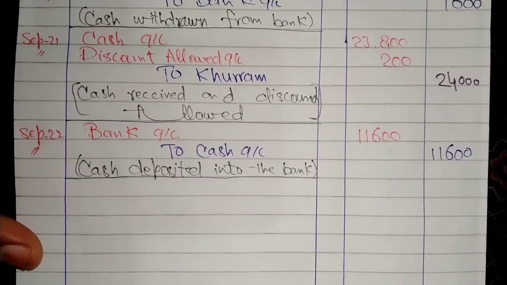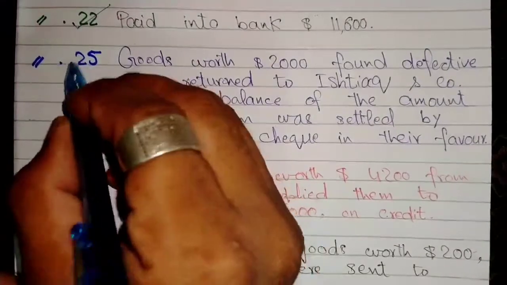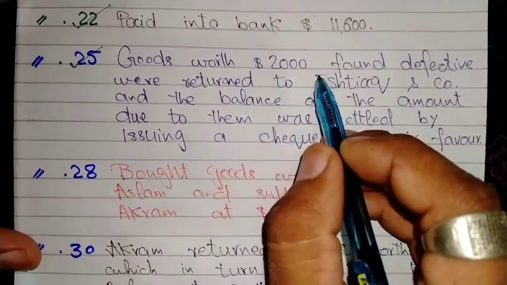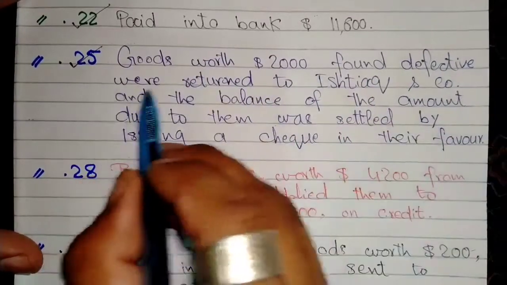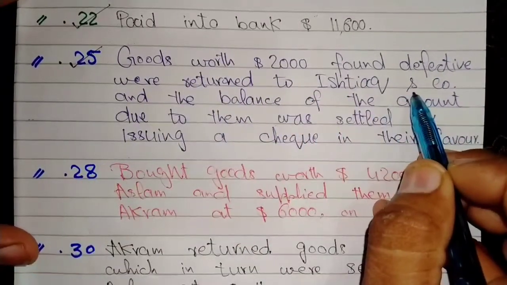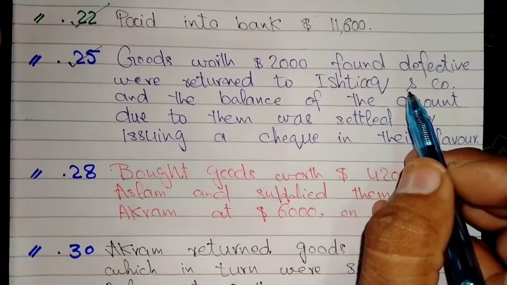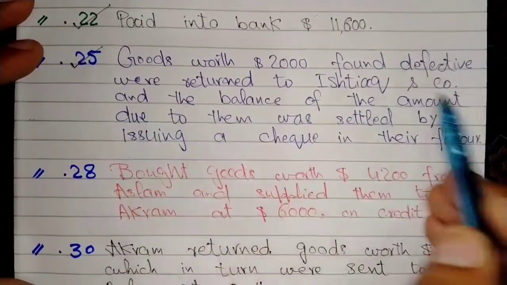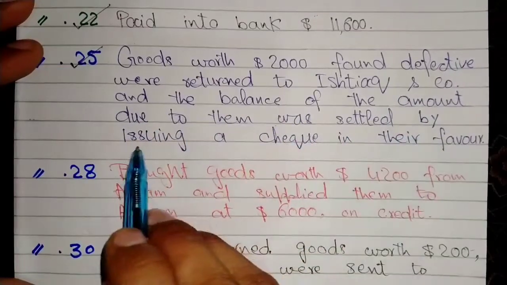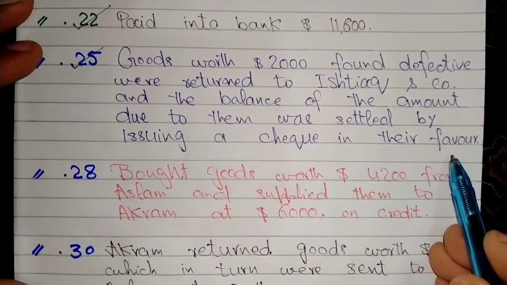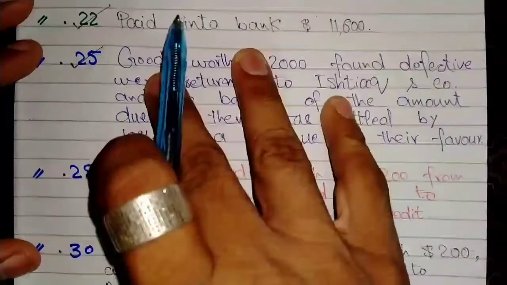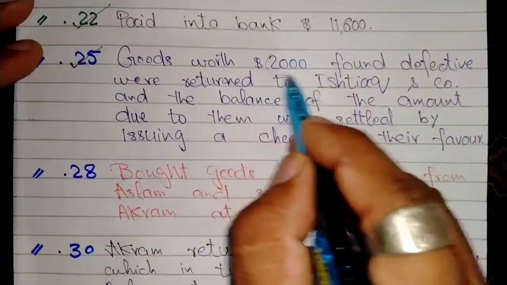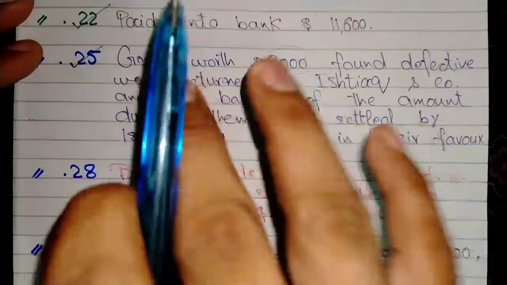Simple. Next transaction is on 25 September, which is goods worth $2,000, found defective, were returned to Ishtiaq and Company. This is a supplier of the company. Understand? And the balance of the amount due to them was settled by issuing a check in their favor. We can say the remaining amount was paid by us to Ishtiaq and Company after deducting the goods returned amount, paid by bank or by check.